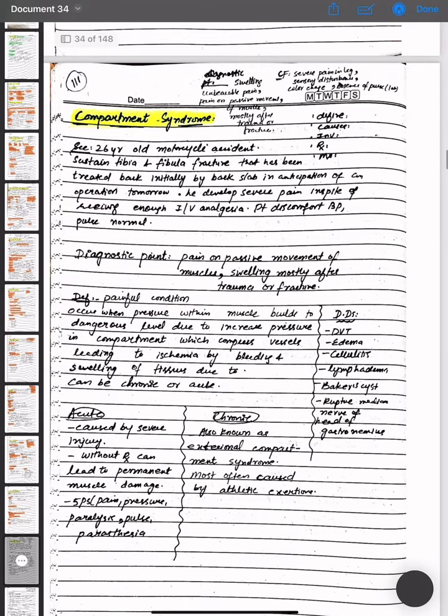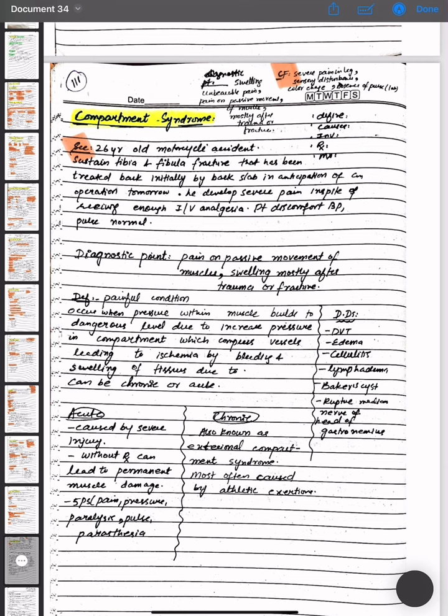Now coming towards compartment syndrome, we have clinical features of severe pain in the leg, sensory disturbances, color changes and absence of pulse. There is a scenario of a 26-year-old motorcycle accident victim who sustained a tibia and fibula fracture, which was treated initially by a back slab in anticipation of operation tomorrow.